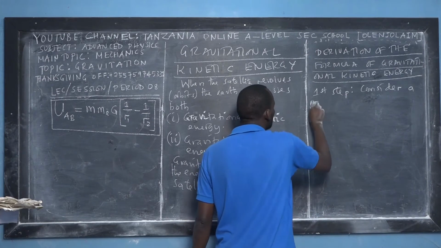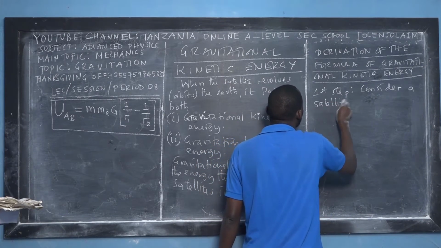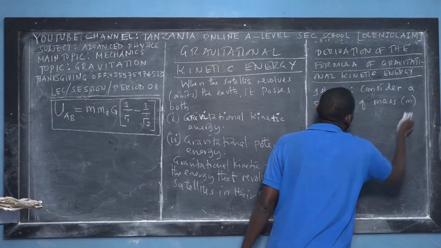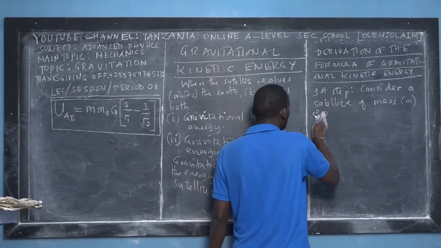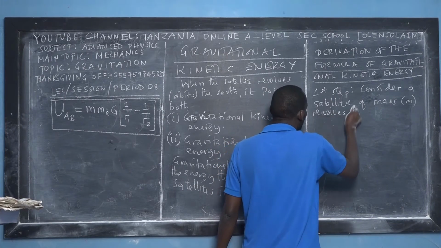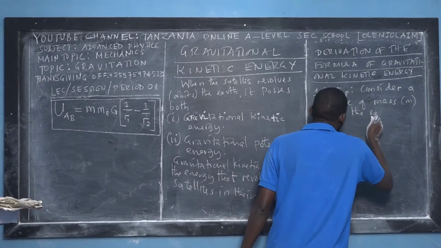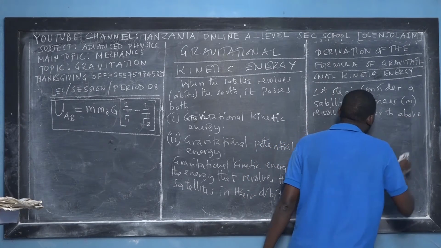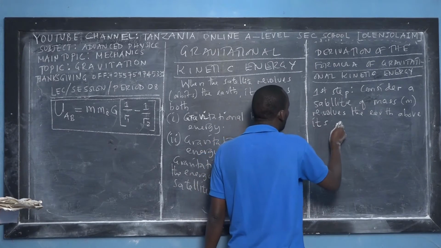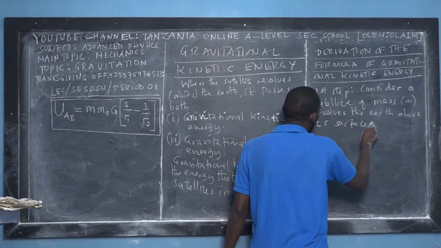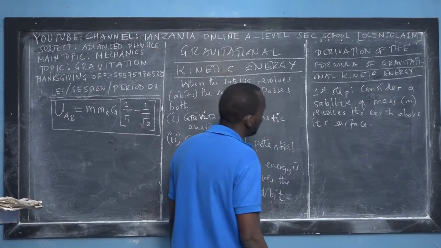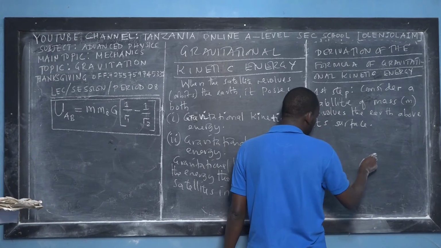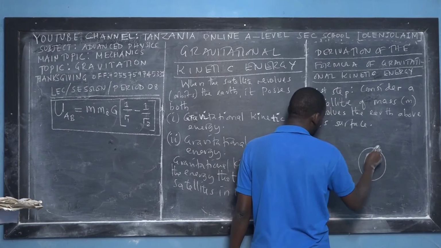a satellite, because we know now that for a satellite of mass, let's say M, right, revolves the S above its surface. Revolve the S above its surface. So let me draw the figure of what I've stated there.